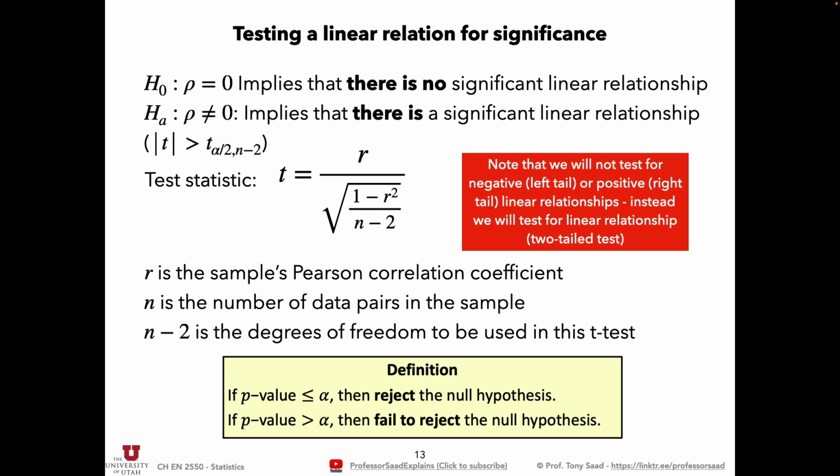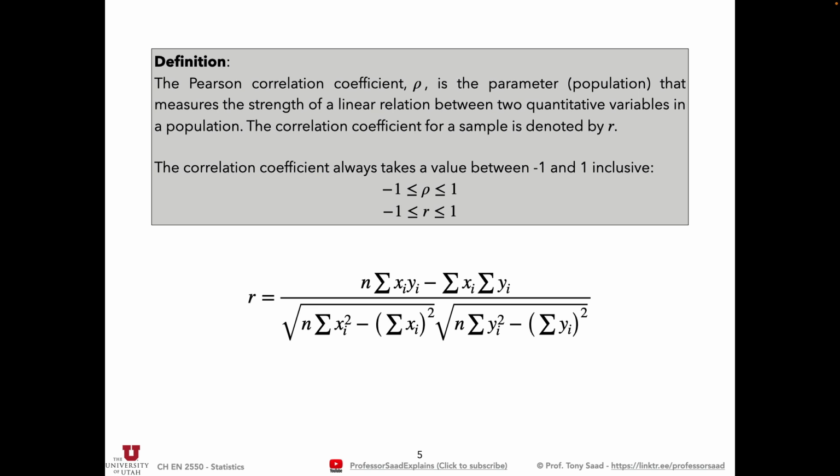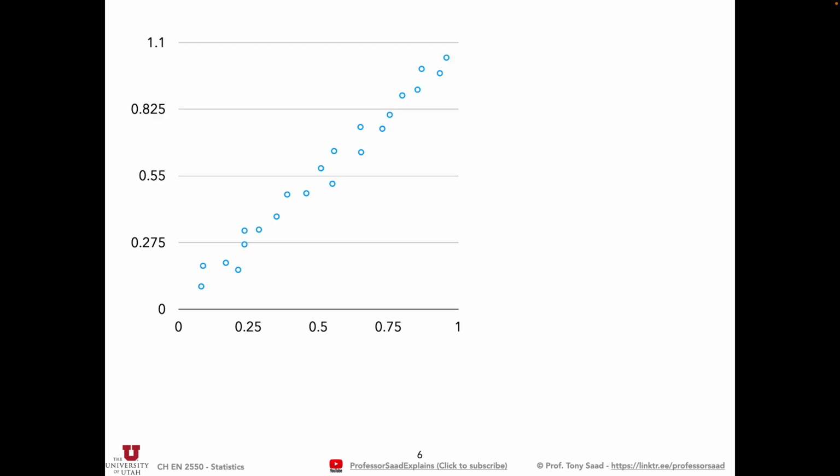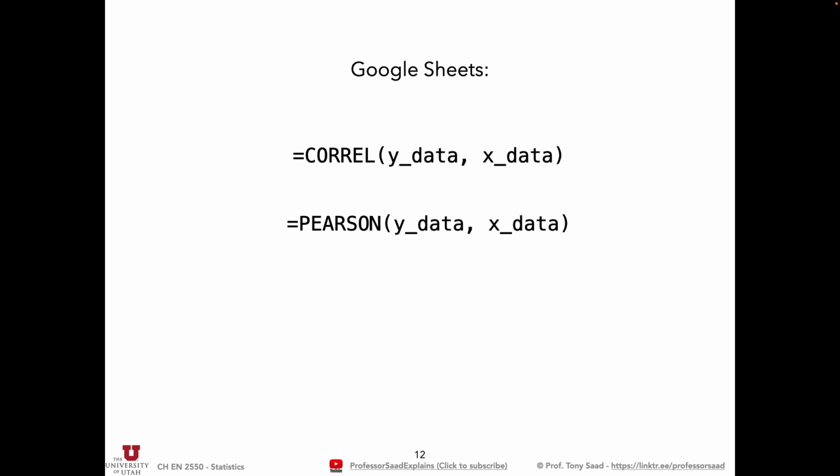And we computed the Pearson correlation coefficient, which we called R, and R was between -1 and 1. If it's closer to -1 or 1, it indicated there's a strong linear relation between the X and Y data. If it was closer to 0, it indicated either nonlinear or no linear relation between the two variables, okay? And in Google Sheets or Excel, you can do CORREL or PEARSON and make sure you give it the Y data first and then give it the X data after so that you can compute that correlation coefficient.